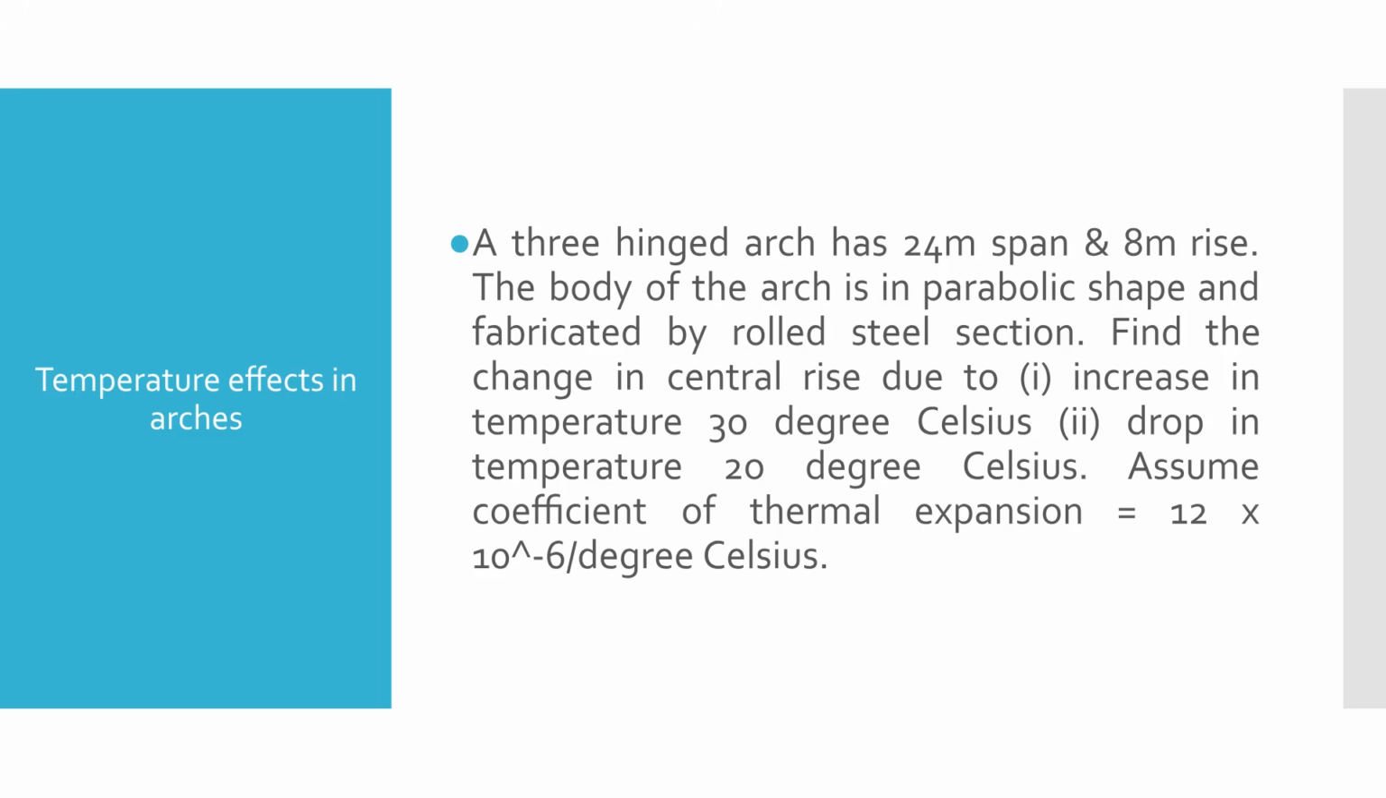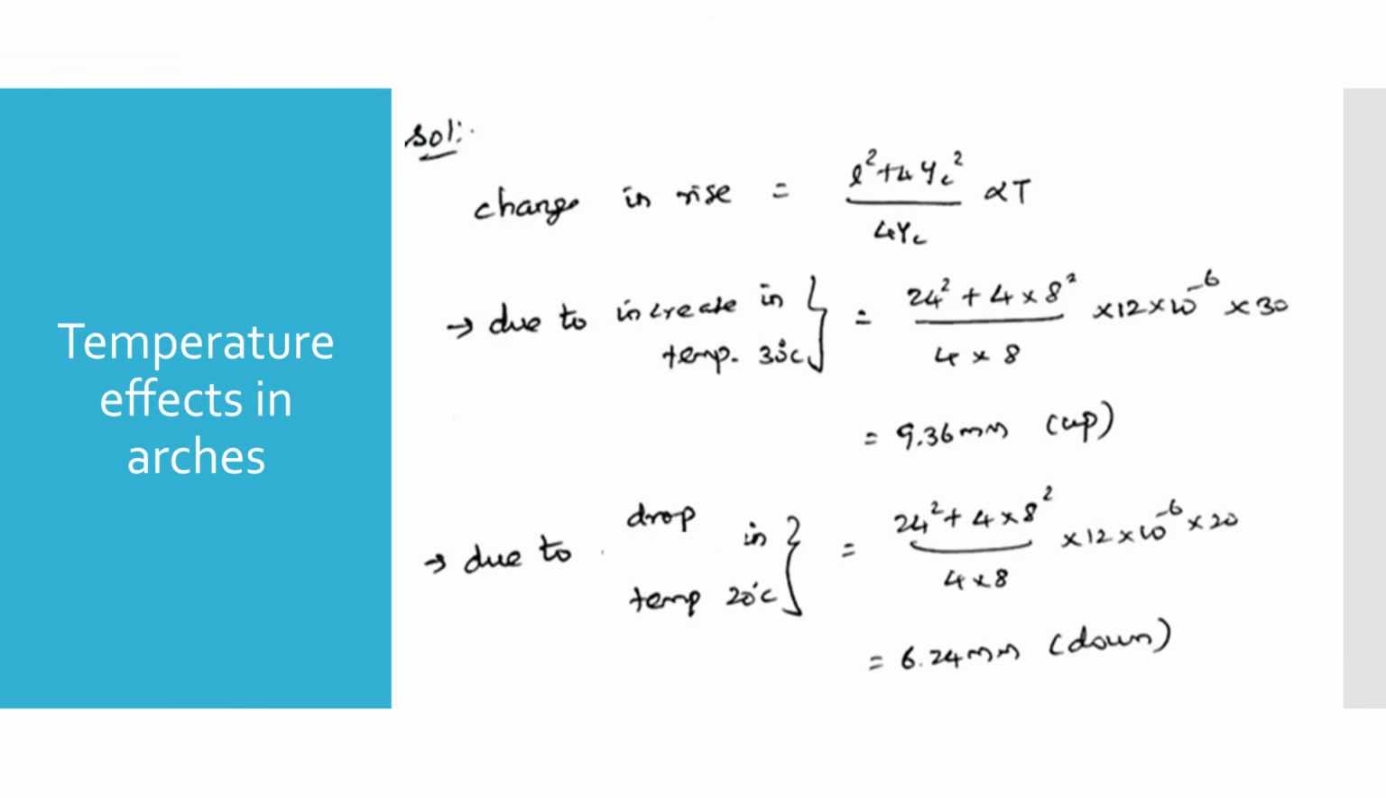Let's look at the formula and calculation. For a three-hinged arch, the change in central rise is given by the formula (L squared plus 4yc squared) divided by 4yc, all multiplied by alpha times T.